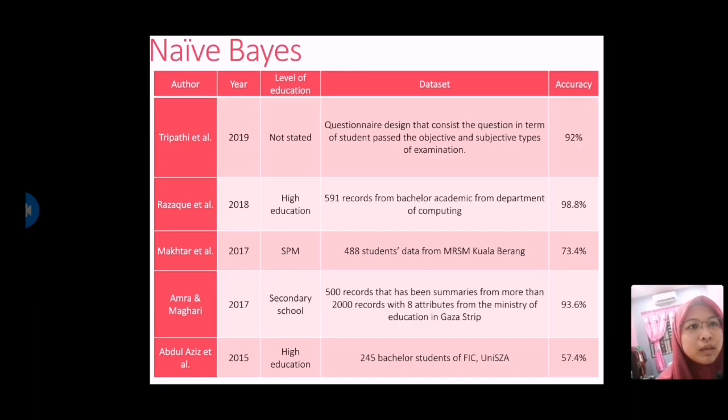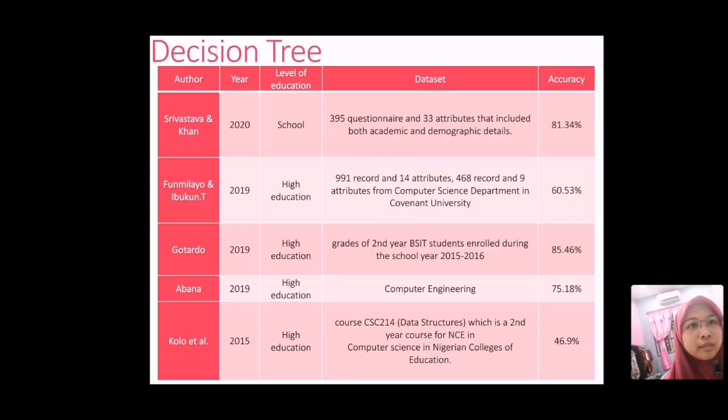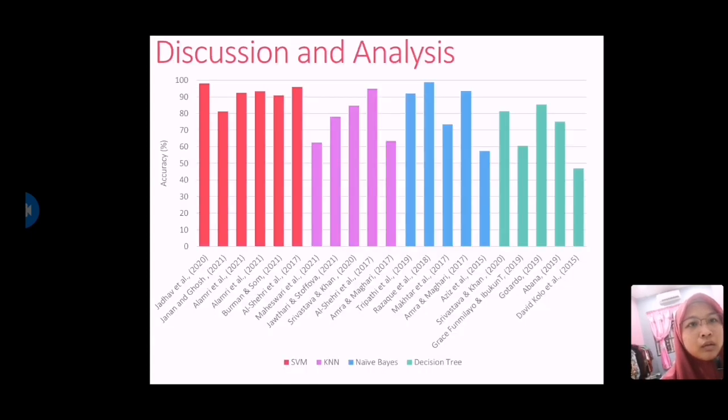For naive Bayes, the highest accuracy is about 98.8%. Lastly is decision tree. The highest accuracy is 85.46% by Gotardo. And this is the overall analysis of these four methods. We can see that SVM shows better performance compared to the other methods.